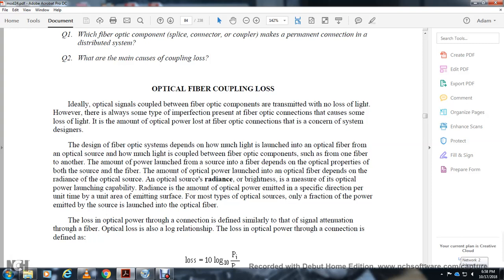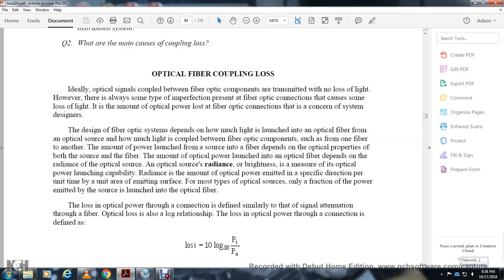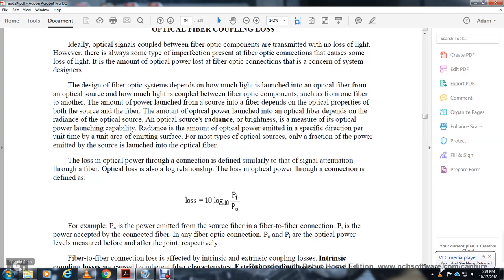The loss of optical power through a connection is similar to signal attenuation through the fiber. The relationship of optical loss, the loss of optical power through the connection, is defined as: loss equals 10 log base 10 of power input over power output. For example, the power output is the power emitted from the source of the fiber connection.